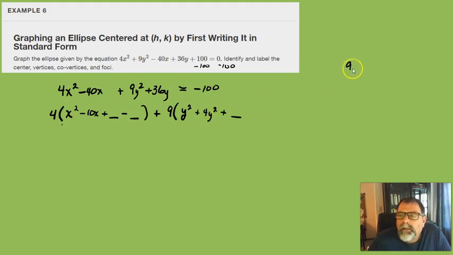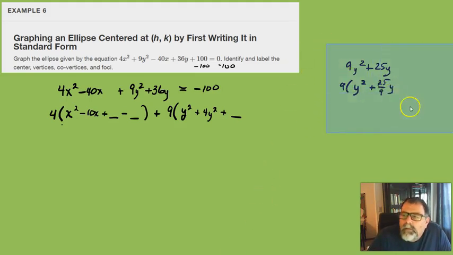Okay, so if I had like 9y squared plus 25, when I factor out the 9, it doesn't divide evenly into that, but it doesn't matter. You still got to factor it out. Okay, so that's an important thing to note. Okay, so back to our problem.